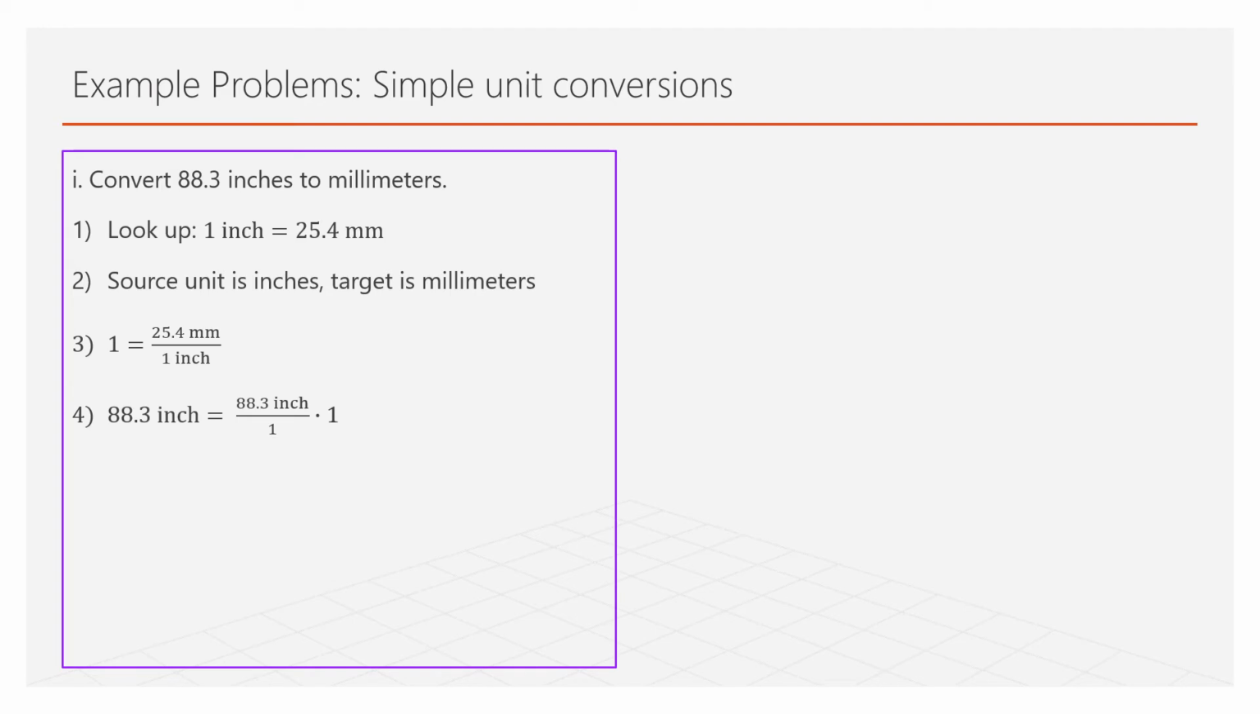And then finally, do the multiplication. So 88.3 inches equals 88.3 inches divided by 1 times 1. And replace 1, we get 88.3 inches divided by 1 times 25.4 millimeters divided by 1 inch. 1 inch will cancel in the numerator and denominator, and we can do the multiplication, and we get that this is equal to 2,242.82 millimeters.